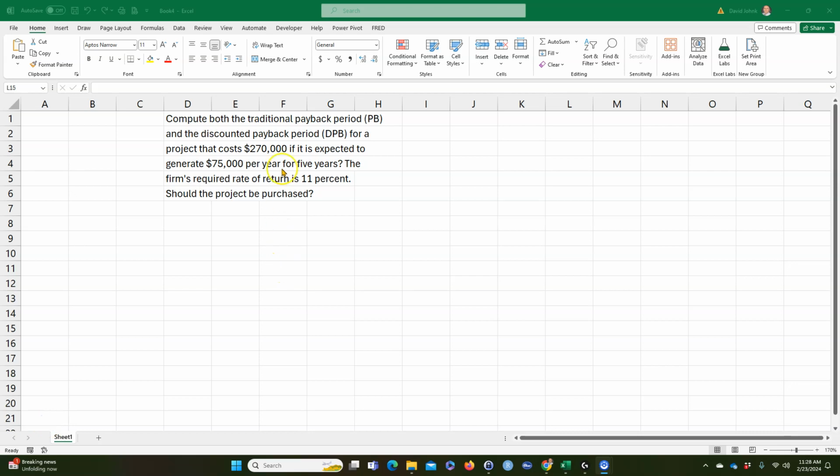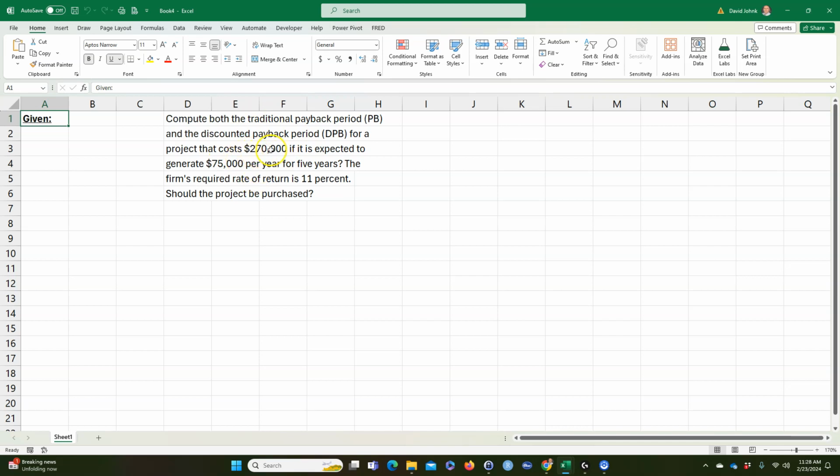Okay, I'm going to go over how to calculate something called the payback period and also the discounted payback period. So let me just go ahead and get right into this. Let's read the problem first, I guess. This is basically a capital budgeting problem.